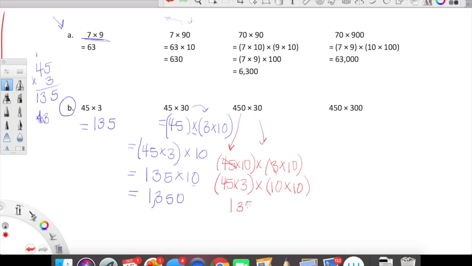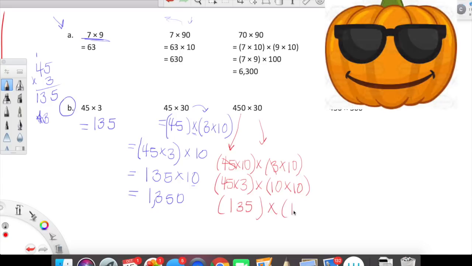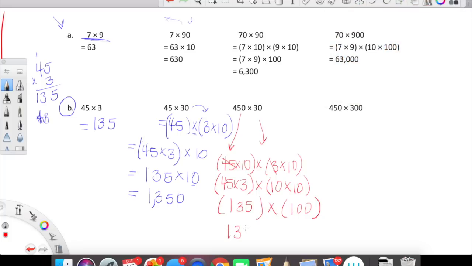So 45 times 3, we did the work in the very beginning. We know 45 times 3 is 135. So now we're looking at 135 times, I guess I don't have to use parentheses. Okay, so now we're looking at 135 times 100. You guys know if we put 135 in a place value chart and multiplied it by 100, the digits would shift to the left 2 places, and our resulting product would be 13,500. Very good work here, guys.